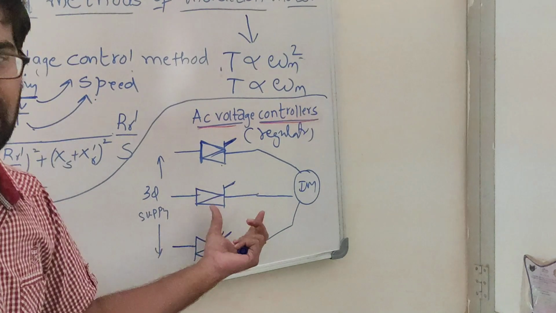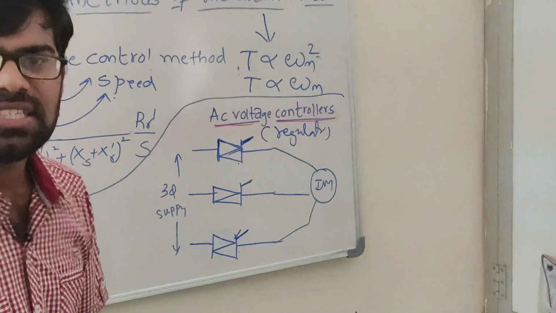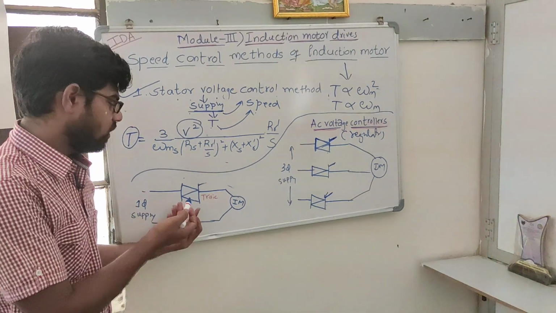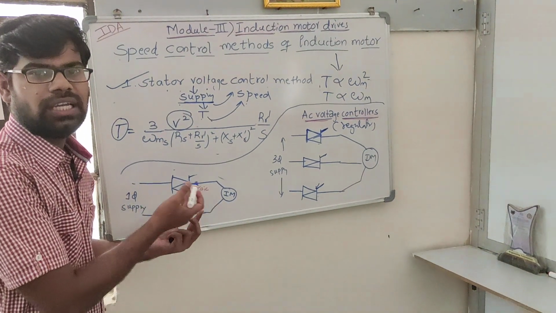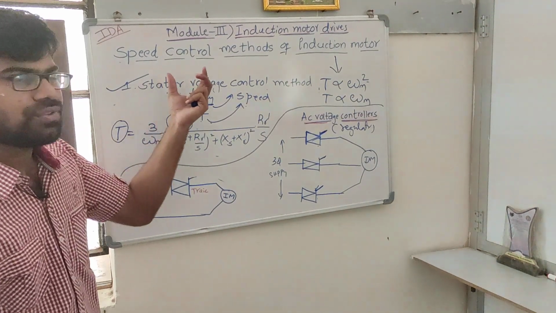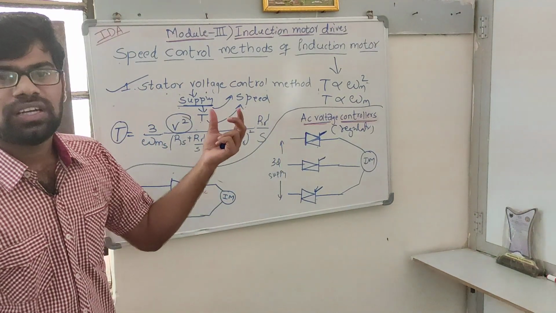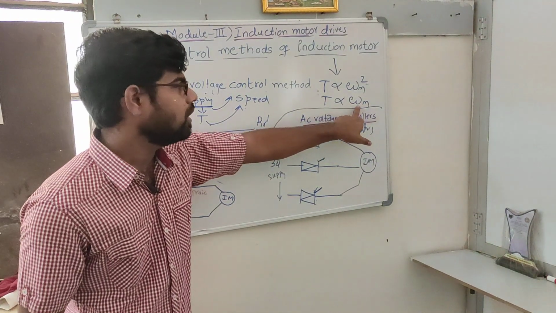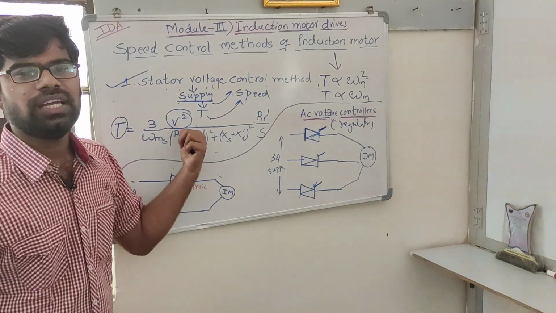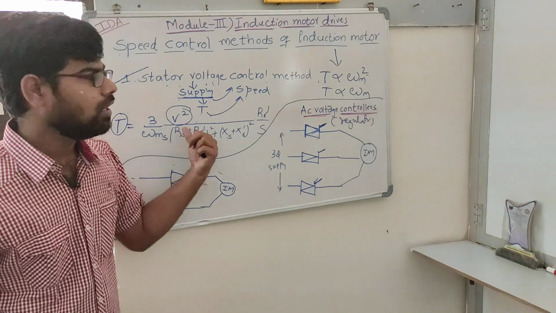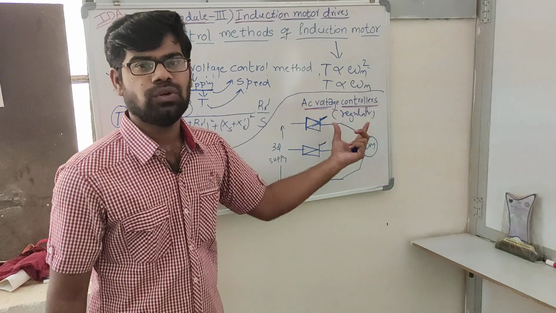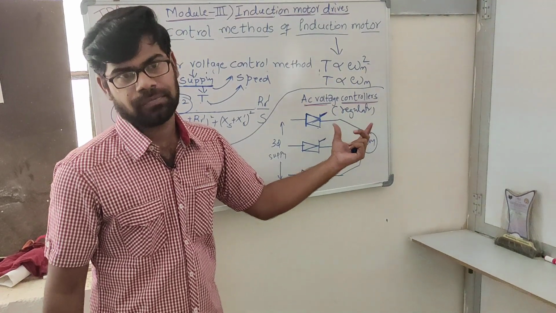This is for three phase. If it is single phase, we can directly use only one triac to control the induction motor. So in the stator voltage control method, to control the speed we are controlling the torque, and to control the torque we have to control the voltage. It is possible with the help of AC voltage controllers, or you can say AC voltage regulators.